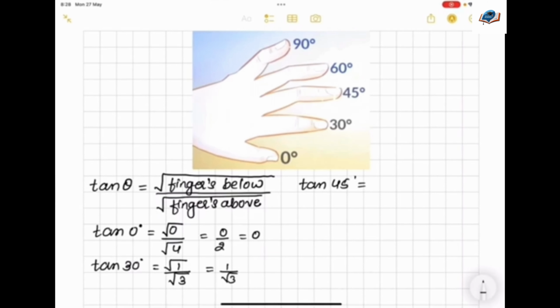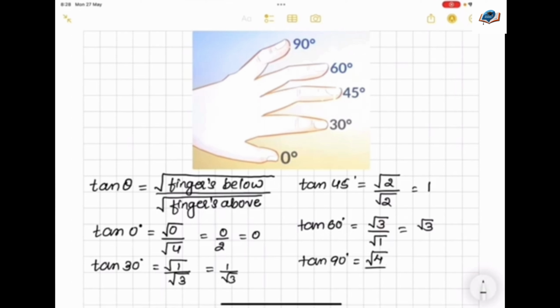Same way tan 45 will be 2 above, 2 below, so root 2 upon root 2, that is 1. Tan 60, one finger is above, below are 3, so root 3 by root 1, so root 3. Tan 90, root below are 4, so root 4 upon 0 above, so 2 upon 0, so not defined.